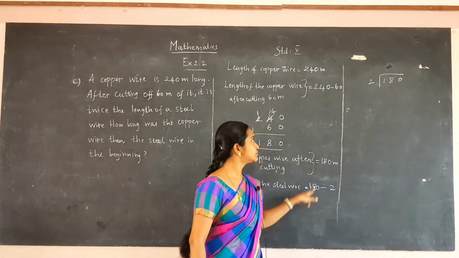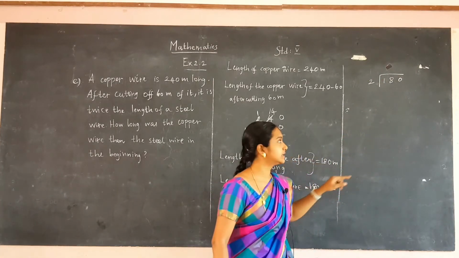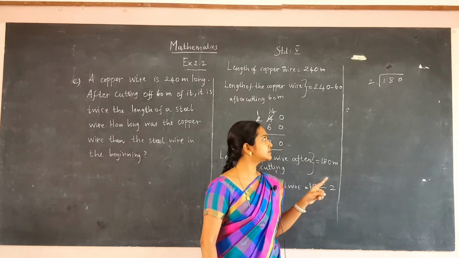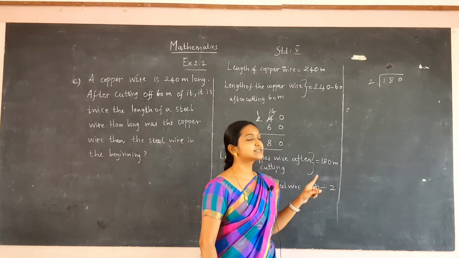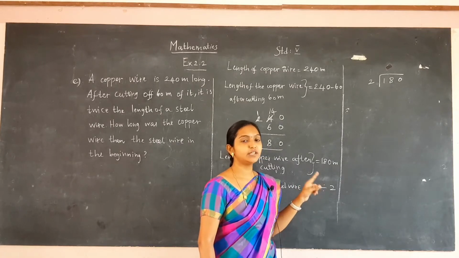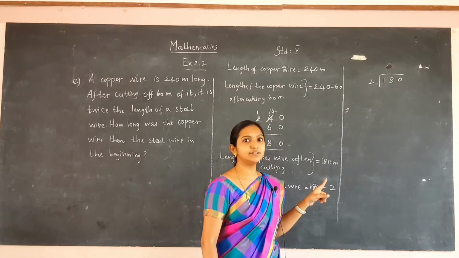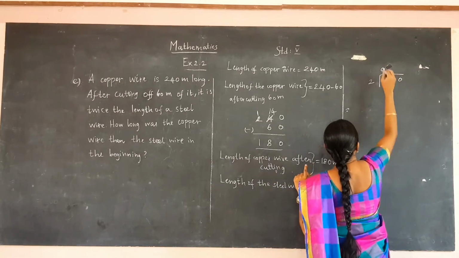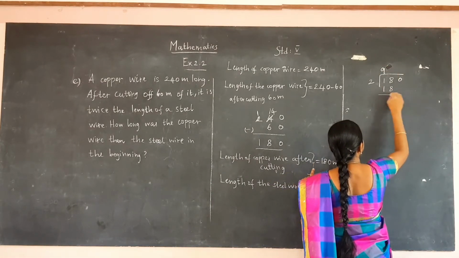We all know 2 tables, so I have not written here. 1 2 is 2, 2 2s are 4, 3 2s are 6, 4 2s are 8, 5 2s are 10, 6 2s are 12, 7 2s are 14, 8 2s are 16, 9 2s are 18. So put 9 in the quotient and write 18.